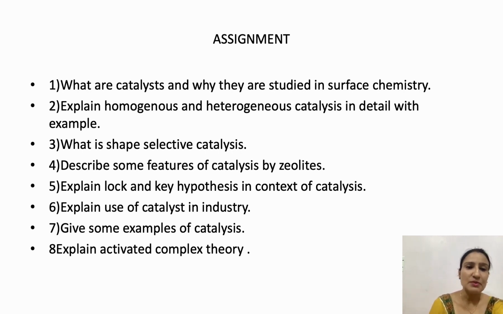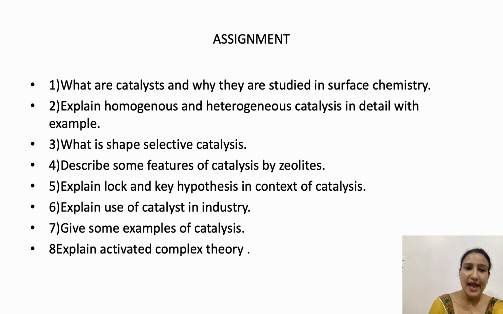Question number 6 is, explain the use of catalyst in industry. How we use catalyst for industrial purposes, in the Ostwald process, the Haber process, and the contact process, the three processes we discussed here. Question number 7 is, give some examples of catalysis. You can give even 5 to 6 examples.